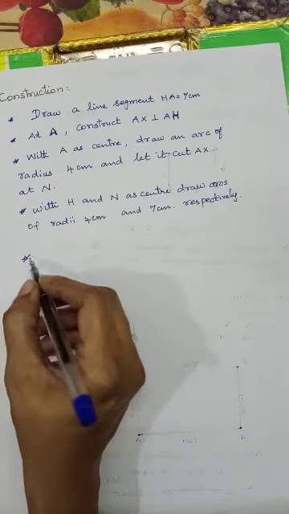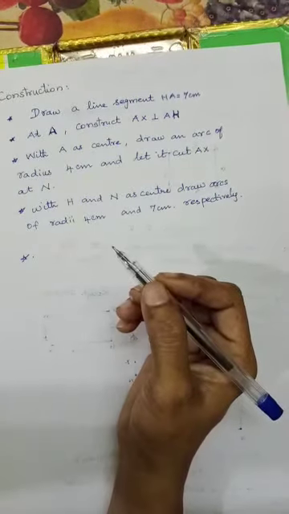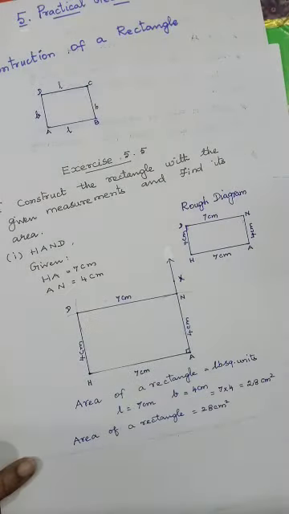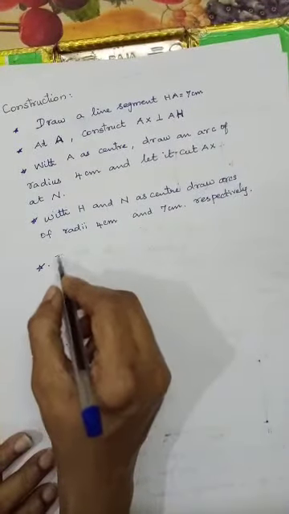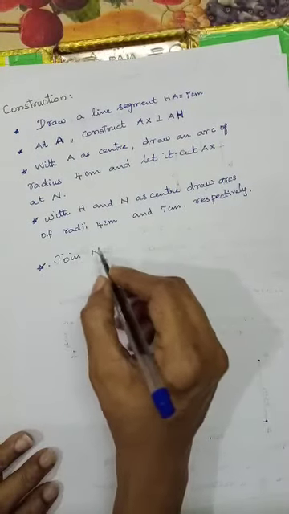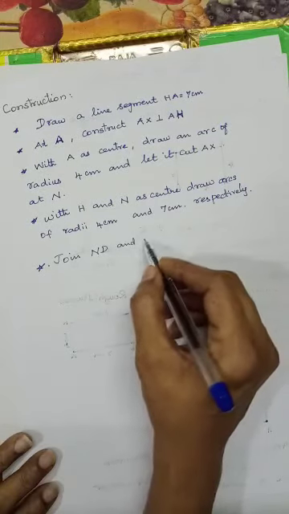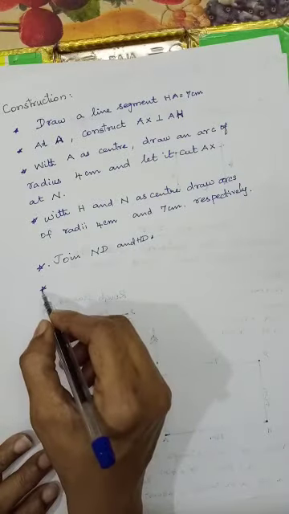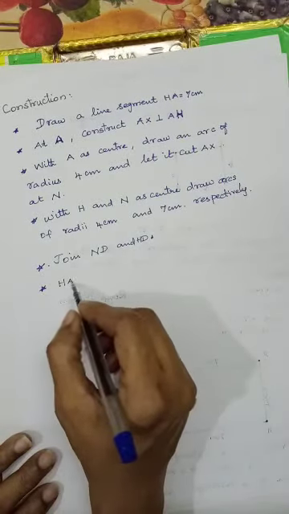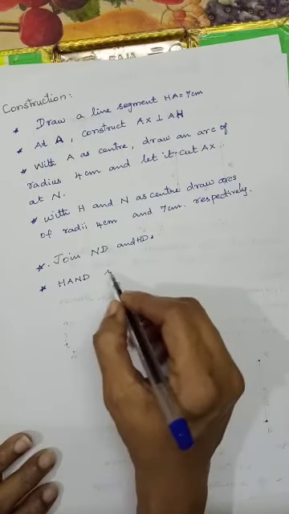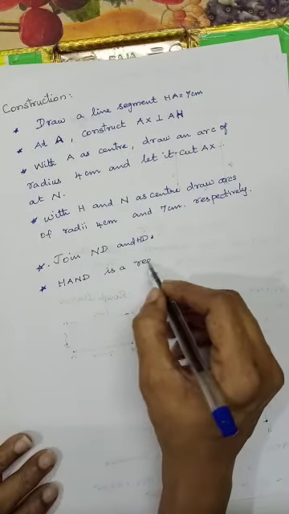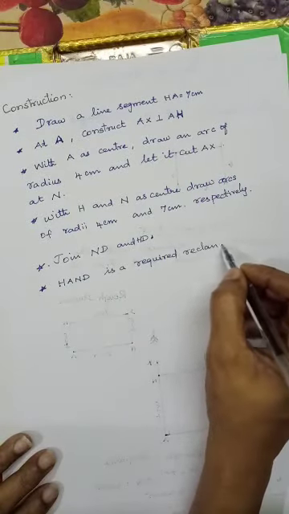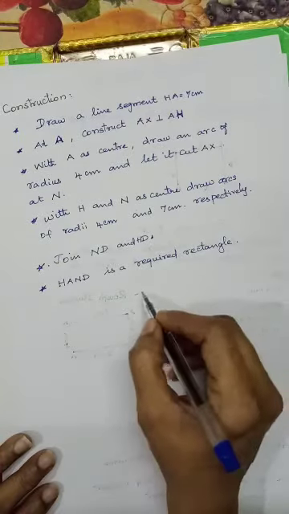Then the fifth point is join ND and HD. Then the last point is HAND is the required rectangle. Okay.